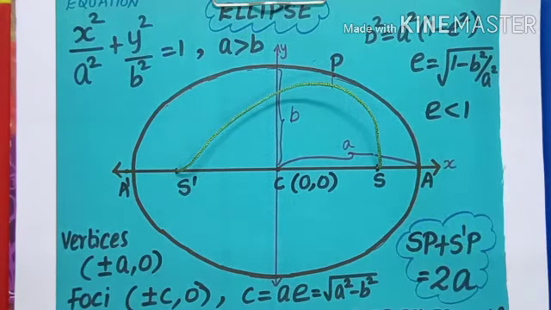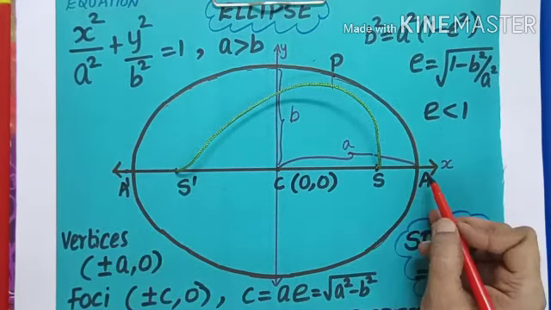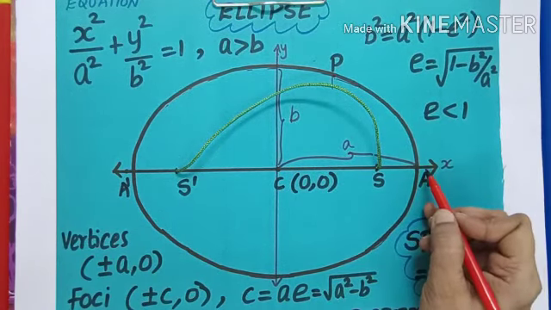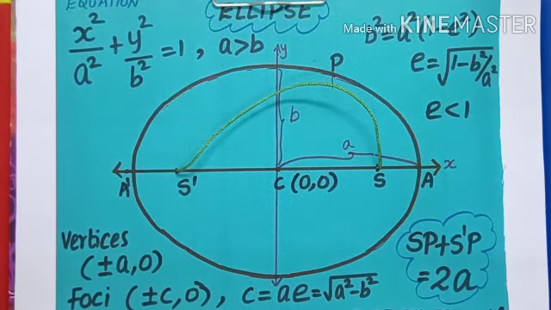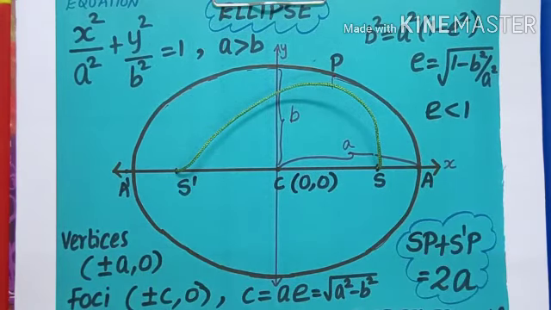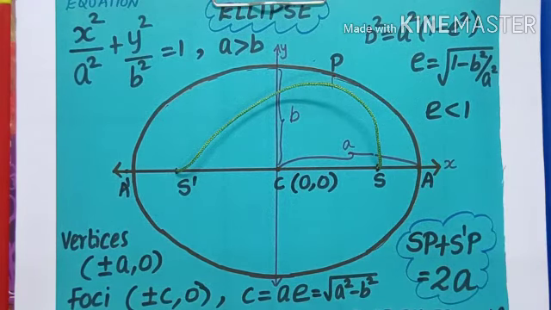Remember the idea. These 2 points I call vertices, and the distance is A. So this is A comma 0 and this is minus A comma 0. These two fixed points I call focus, or foci in plural. For foci, we give the formula plus or minus C comma 0. What is this C? Calculate C as AE in one way. If you know A and E, C is equal to AE.